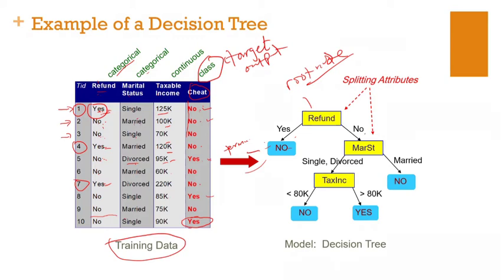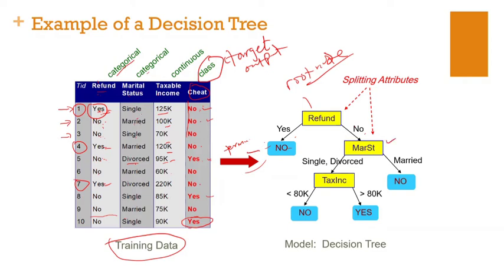However, for the no side, we have to go further, because there is a mixture of yes and no output. Some people could be no under refund but have no as output, while some also have no under refund but still have yes as output. In that case, we cannot decide yet. So we look at the next attribute to be selected for breaking them again into two. The choice is to choose marital status.